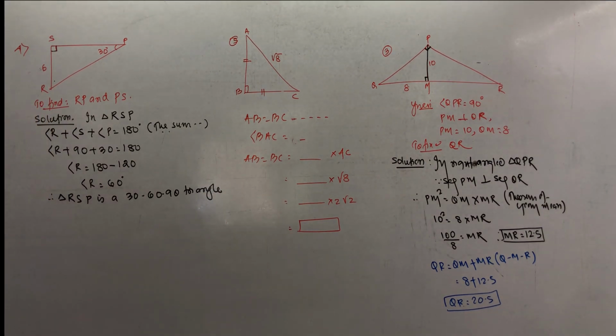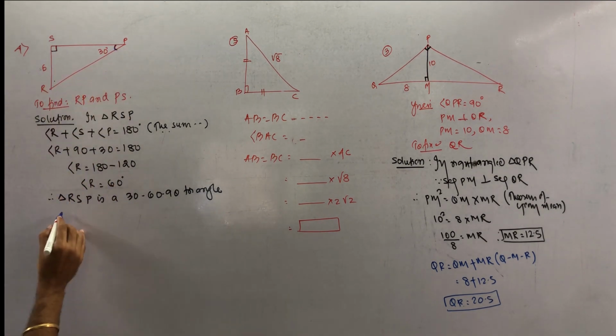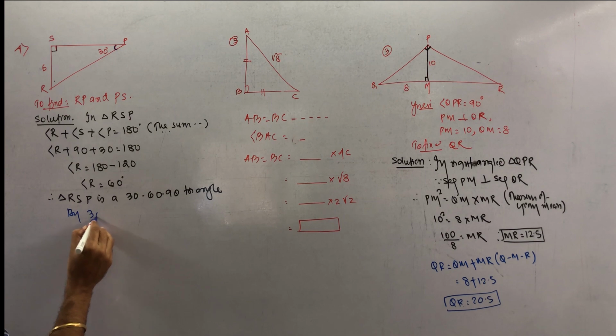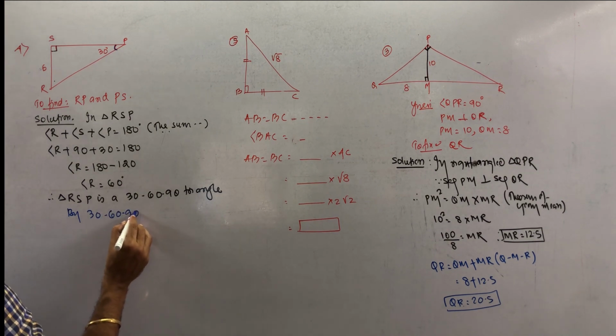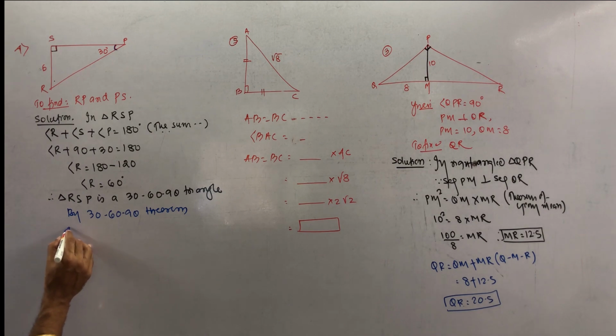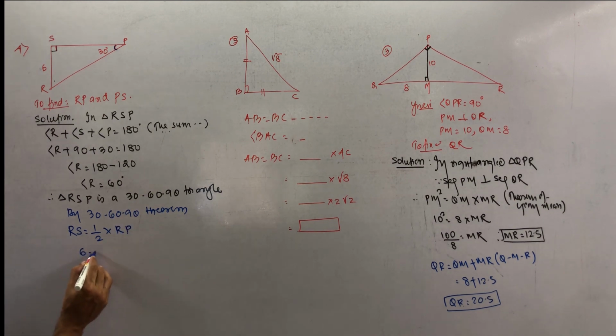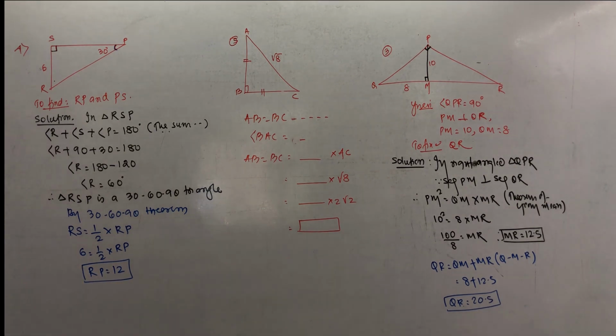Now what we are going to use is the 30-60-90 theorem. As said, the side opposite to 30 degree, write by the 30-60-90 theorem: the side opposite to 30 degree is RS. The formula is half of the hypotenuse, which is RP. RS we already know is 6, so 6 is 1 upon 2 into RP, and we get RP is equal to 12. This is how you have to do it.